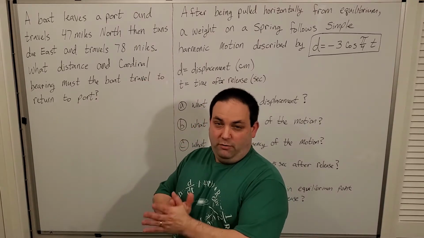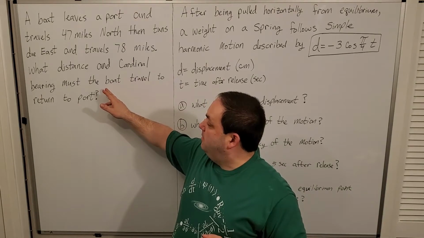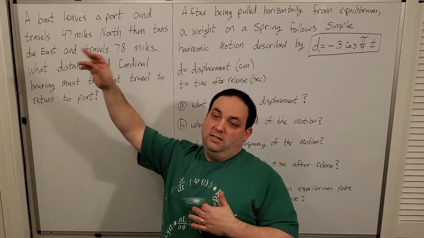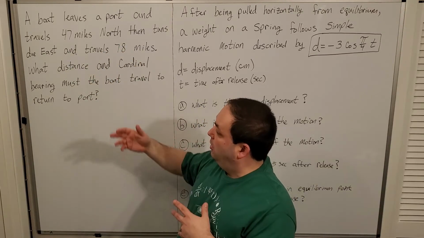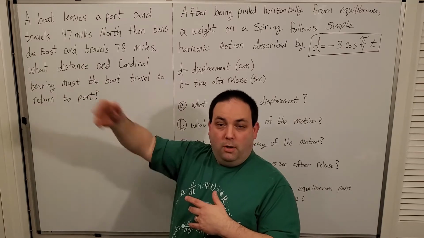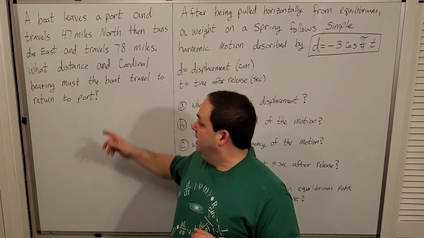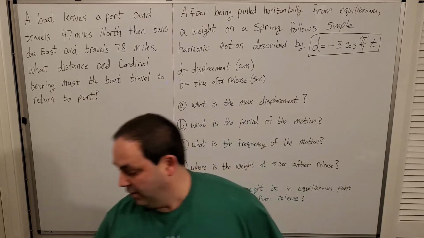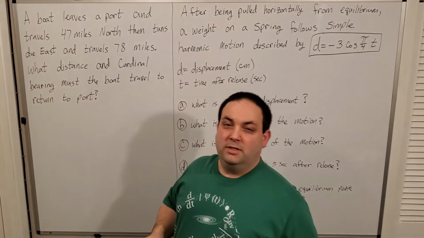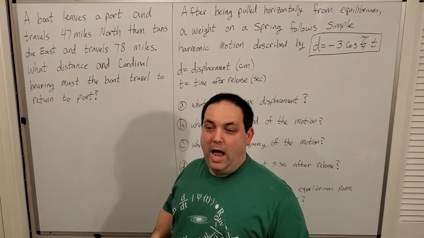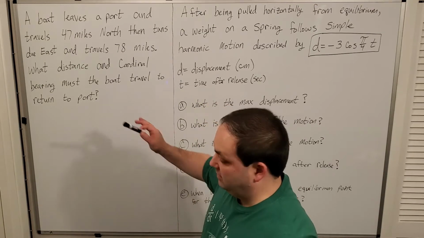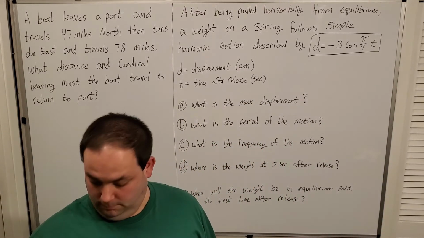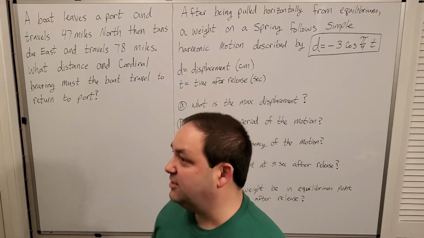Now this is important, don't forget. It matters which way you're looking for the cardinal bearing. Is it from the boat to the tower, or from the tower to the boat, or port to the boat, or boat to the port? In our case, we're going to be going from the boat back to the port for the bearing. With all of these problems, it's best to just draw it out and have that picture to go on. So let's do that.